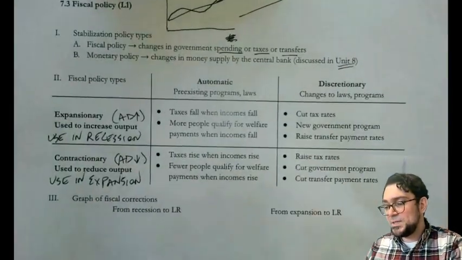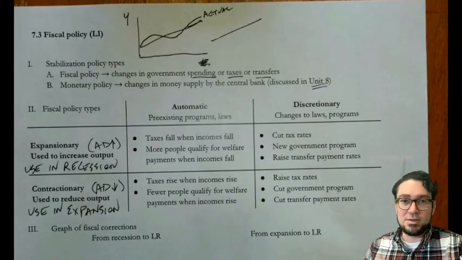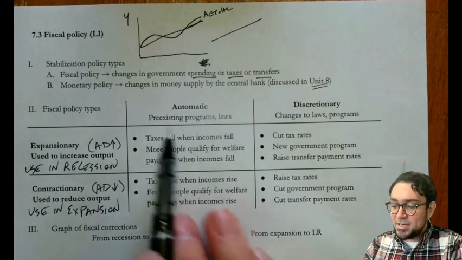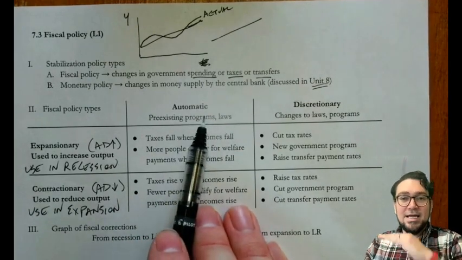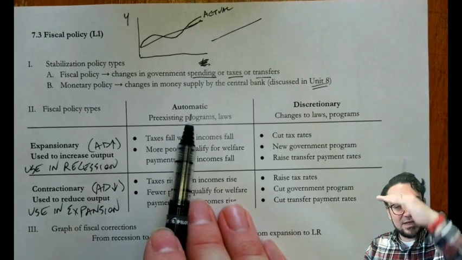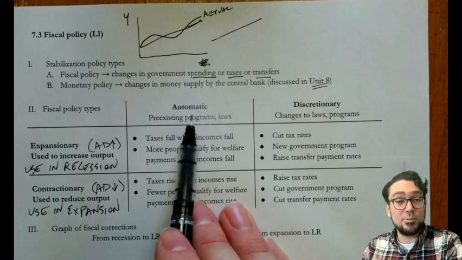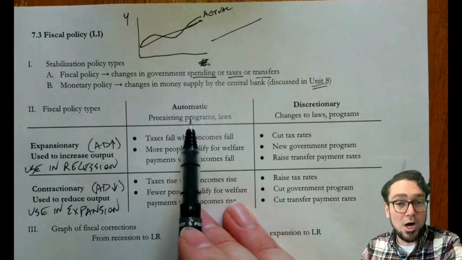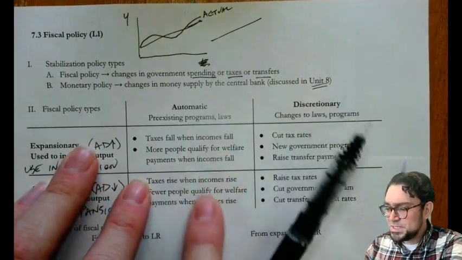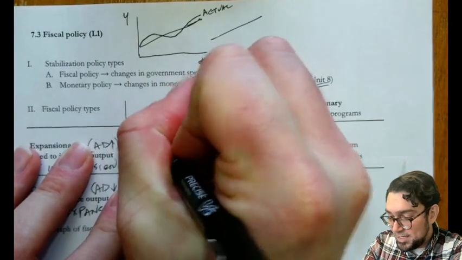Now, there are other ways that we classify these types of programs. We would say they're automatic policies, and then there are discretionary policies. And in short, automatic ones are ones where you have a pre-existing program or a law or a tax rate, and it basically works to smooth out that up and down without any intervention by the government at all. It's a government program or a government situation, but it's not like the Congress and the president have to pass a new law. So, for example, we would say that a progressive income tax system is an example of an automatic stabilizer.